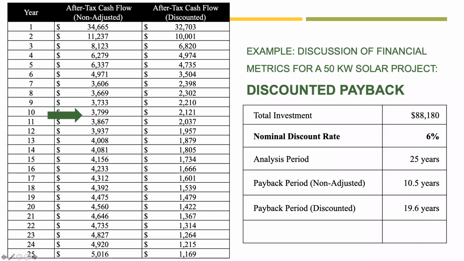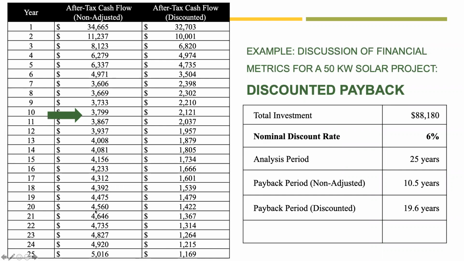Let's discount these cash flows, because we recognize that money we receive in future years is not worth the same as money that we would have in hand today. So if we look at our non-adjusted cash flow table from this project, and again, this is a project I actually modeled. It was a 50 kW project.